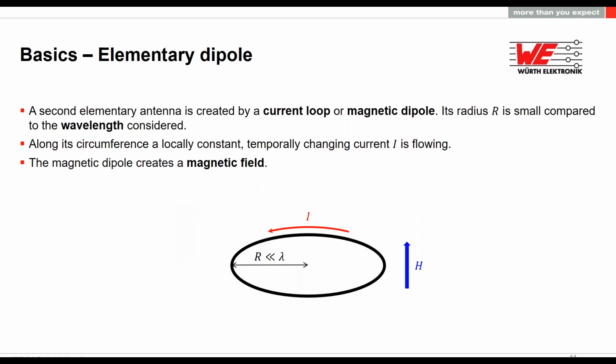A second elementary antenna is created by a current loop, also called a magnetic dipole. Its radius is small compared to the wavelength considered. It's basically an ellipse or a circumference, and you can check it also with a normal cable if you put it in a loop. This creates a magnetic dipole and is able to create or to receive magnetic fields very efficiently.